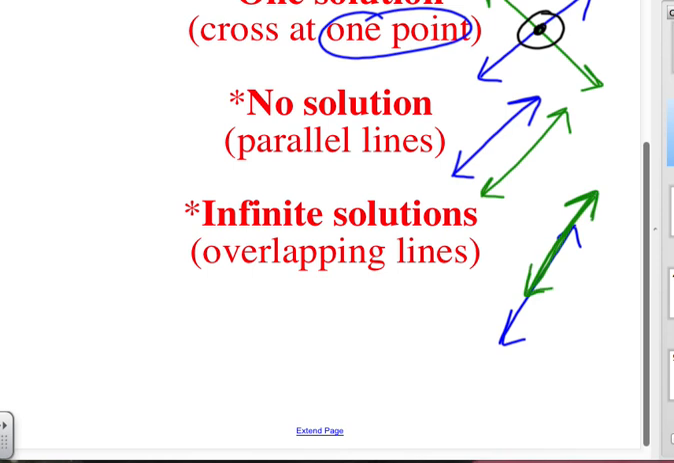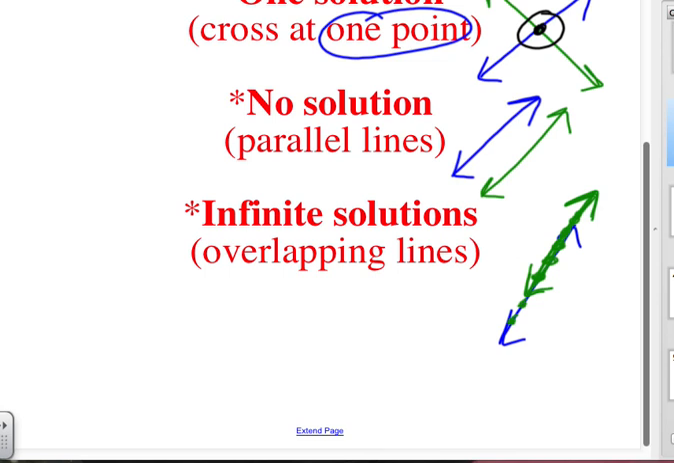And when the lines are overlapping, or they end up being the exact same line, that's called infinite solutions because every point on the green line is also a point on the blue line. It just keeps going. So there are an infinite number of x and y pairs or ordered pairs or coordinates that would work for the green as well as the blue.